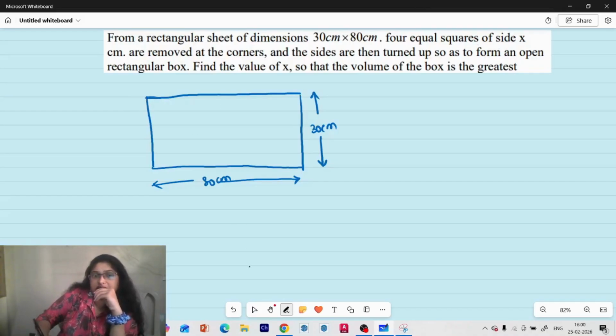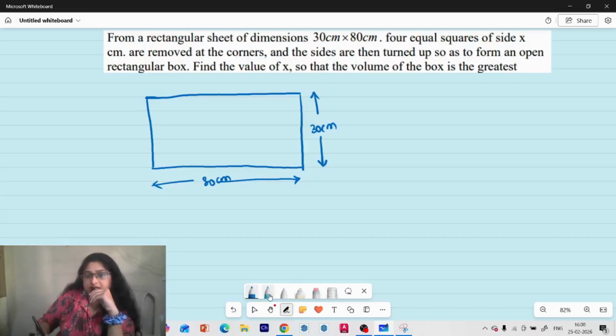So what do you mean by an equal square of side x? It's too much information, but let's break it down. They are removed at the corners. There are 4 squares which are removed at the corners. So we will just cut this portion out. So this is gone, and these 4 corners are gone.